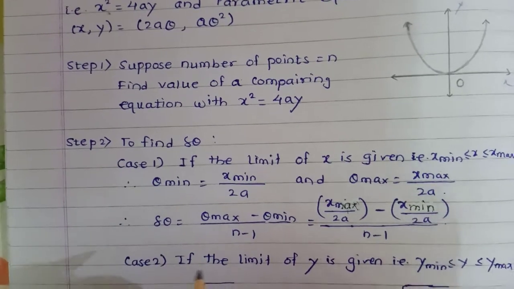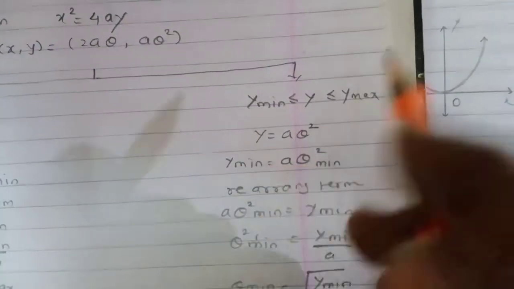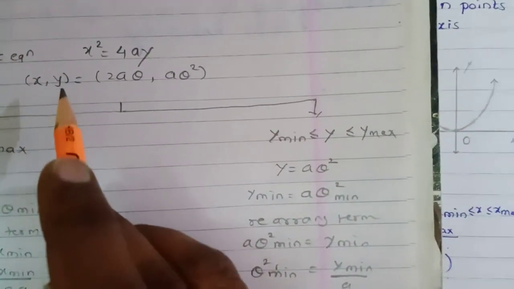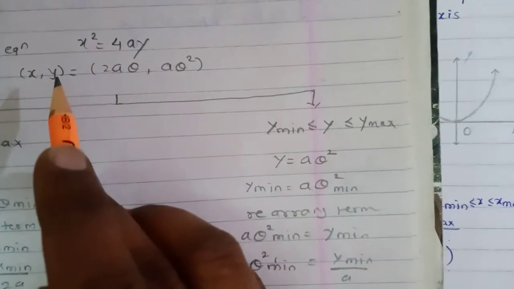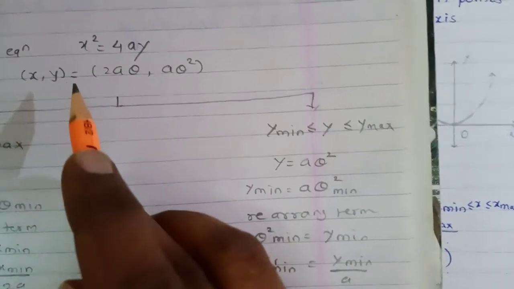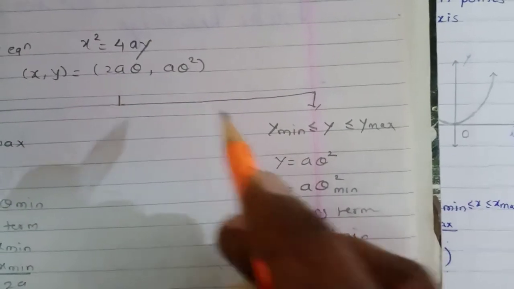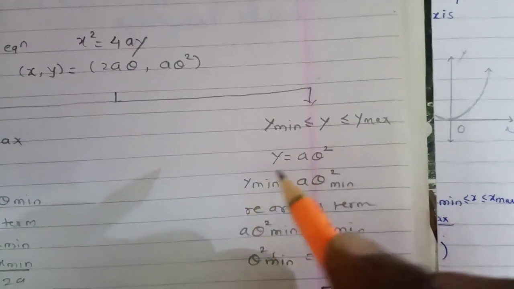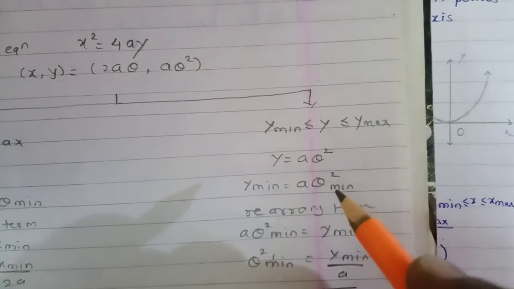Our second case is if the limit of y is given. See what will happen if the limit of y is given. In that case, we consider only the y coordinate from our parametric equation. So our y coordinate is y equal to a theta square. Instead of y, we write y min, and instead of theta, we write theta min.